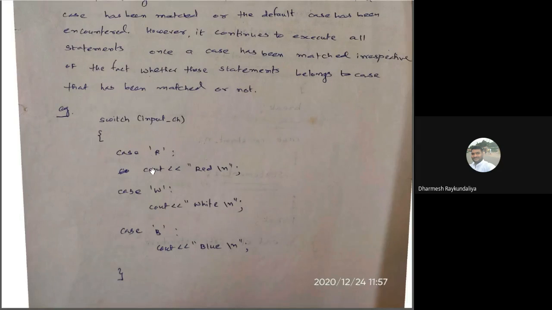Because R is a character, if R is observed, you wish to display red. If the input character is W, then you wish to display white, and if the input character is B, then you display blue. You can see that after the case I have given the constant, then there is a colon, not a semicolon. Semicolon we always use in the statement, not in the case constant.